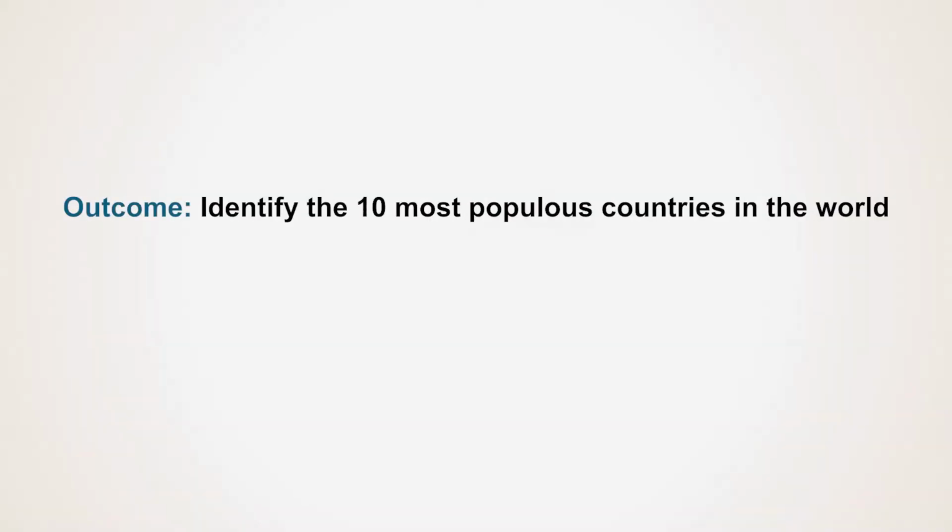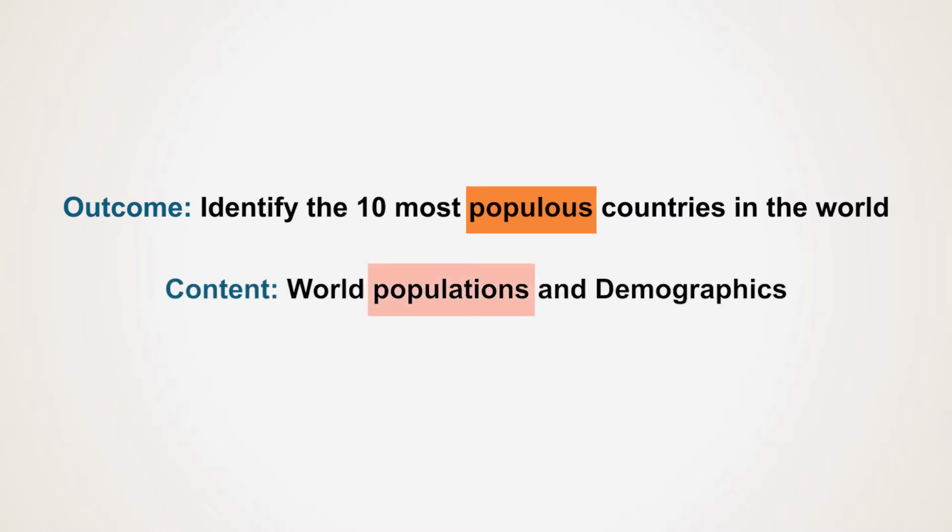Pull words or phrases from your learning outcomes as headings to organize the overview of your content into a slide deck or document. For example, if one of your learning outcomes is to identify the 10 most populous countries in the world, your content heading might be World Populations and Demographics. This design strategy will help ensure that you have content covering each of your learning outcomes.